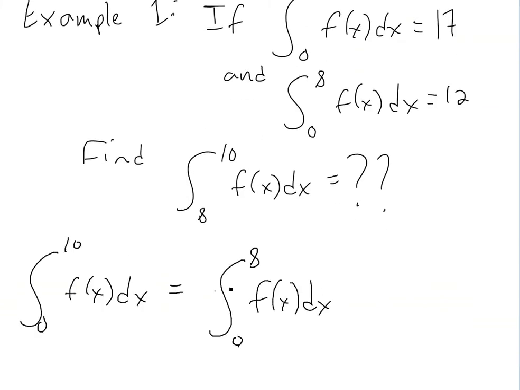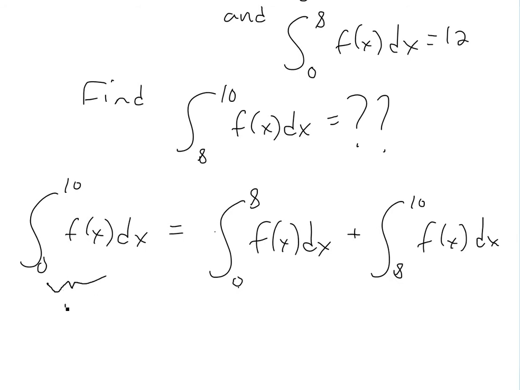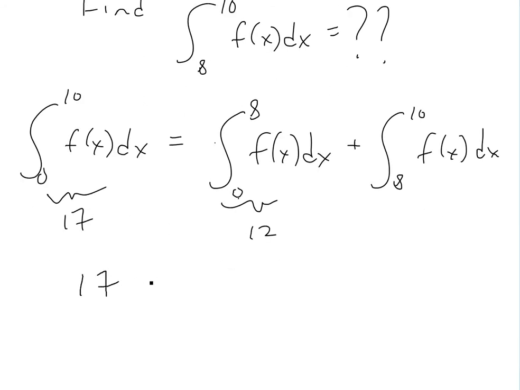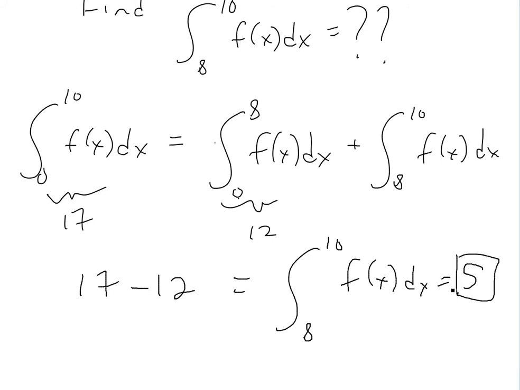If I write it down, the integral from 0 to 10 equals the integral from 0 to 8 of f(x) dx, plus the one we want to find out, which is the integral from 8 to 10 of f(x) dx. And we know what these are: this is 12, and that's 17. So we just subtract 17 minus 12, which equals the integral from 8 to 10 of f(x) dx, and this equals 5. This is just to illustrate it quickly.